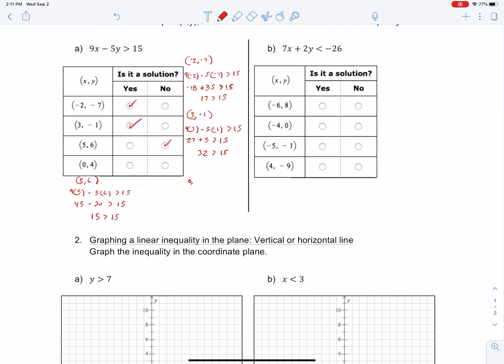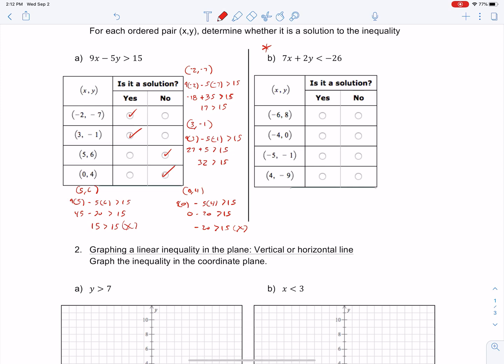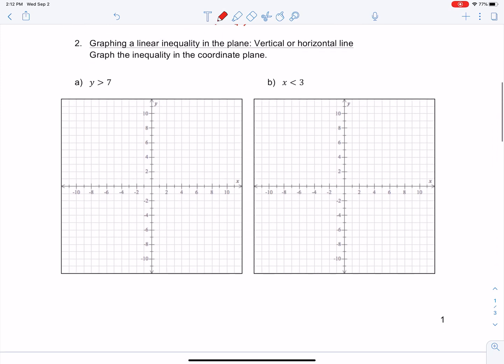Let's try 0, 4. 9 times 0 minus 5 times 4 is greater than 15. We get 0 minus 20 is greater than 15. -20 greater than 15? That is not. So I'm going to put x's here. That is not a solution. So you can see, hopefully it's not too hard at this point to find what is a solution and what isn't. If anything, it just takes a lot of time. It's kind of busy work at the end of the day. So go ahead and try B on the right-hand side and move on to number 2.